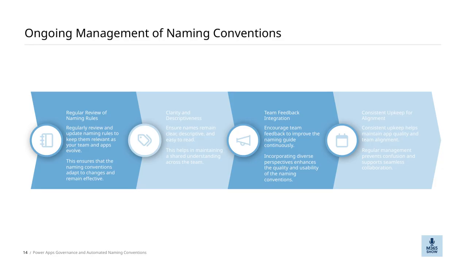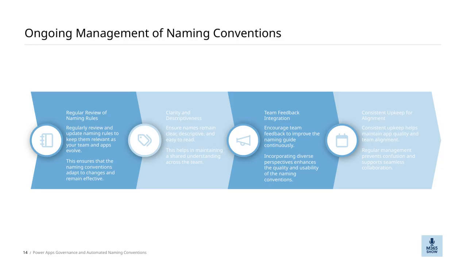Encouraging team feedback is also a key part of this process. When team members share their perspectives, we can continuously improve our naming guide. This diversity of input really helps us develop conventions that are practical, usable, and adaptable to real-world needs. Another important point is clarity and descriptiveness. Names should always be clear, easy to read, and descriptive enough to understand the purpose at a glance. This simple step keeps the whole team aligned and avoids misinterpretation.